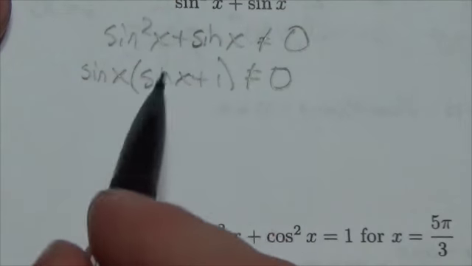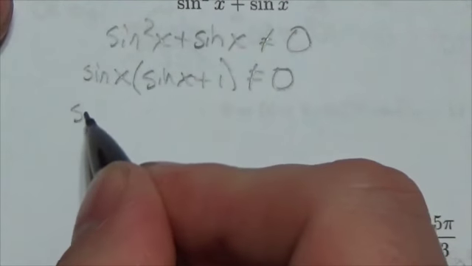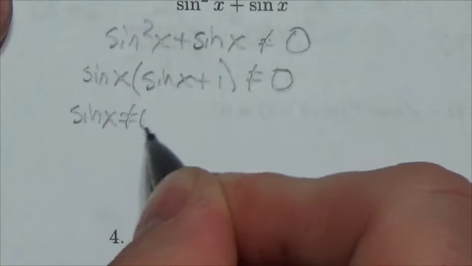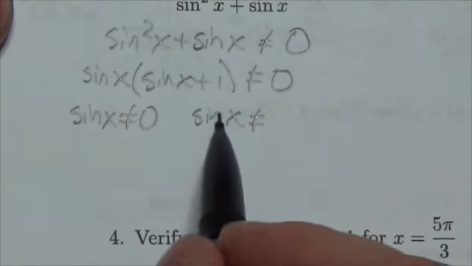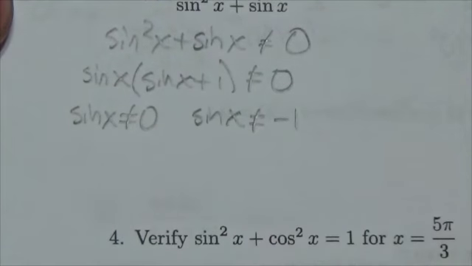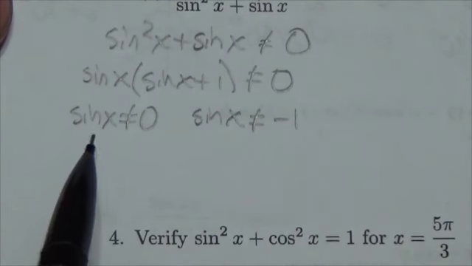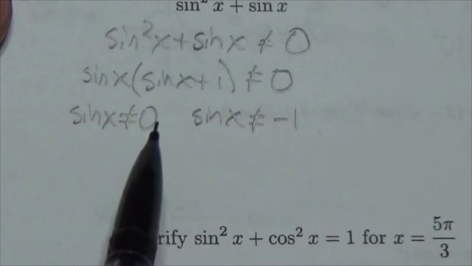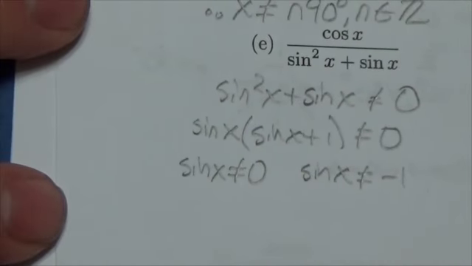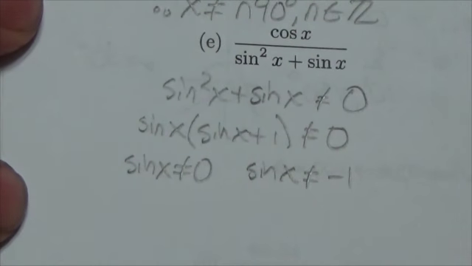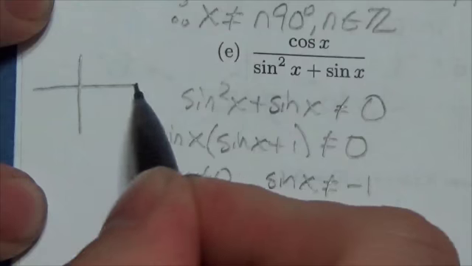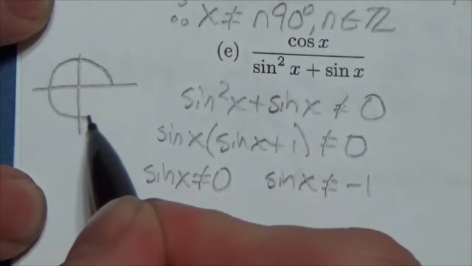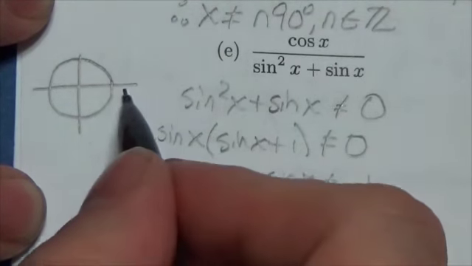So I've got these two factors here. I cannot allow this first factor, sine x, to equal 0. And I cannot allow the second factor, sine x plus 1, to equal 0, so sine x cannot equal -1. Now, the 0 and -1, if you think about it, are ratios that we associate with the quadrantal angles. So what I've got to do is take a look at what's going on at the axes. And the easiest way to do that is to think about the unit circle.